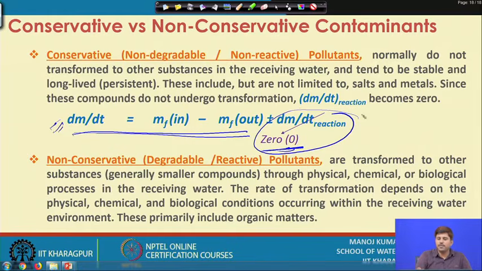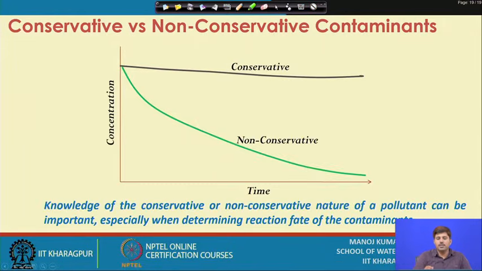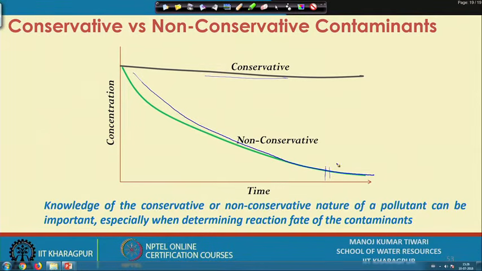For conservative, this term becomes 0. So, that is what conservative and non-conservative pollutants are. Now, a conservative pollutant is going to retain or conserve its mass, while a non-conservative one will, with time, decompose and its mass will be reduced. Mass reduced means it gets transformed to some other form.